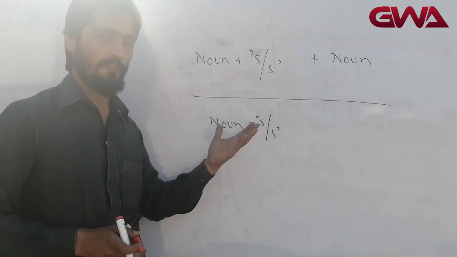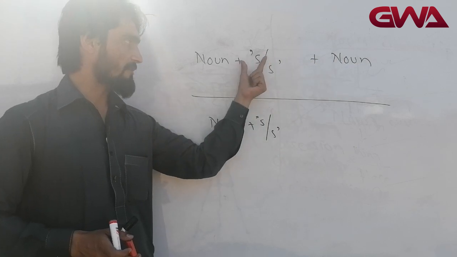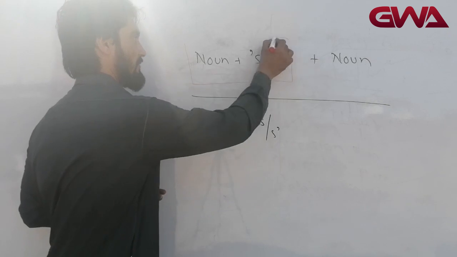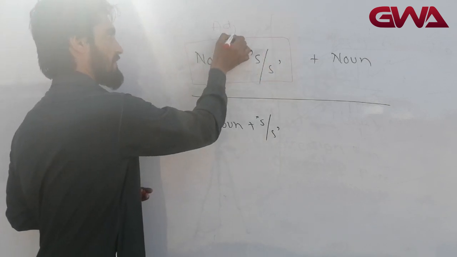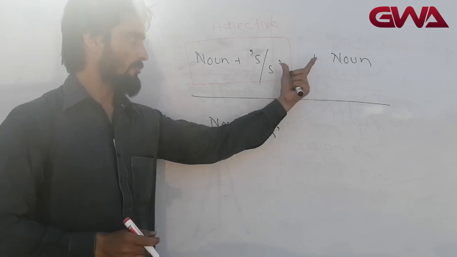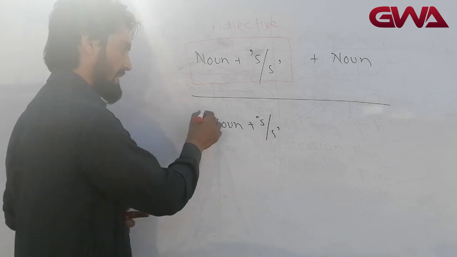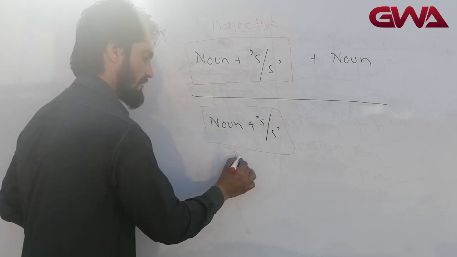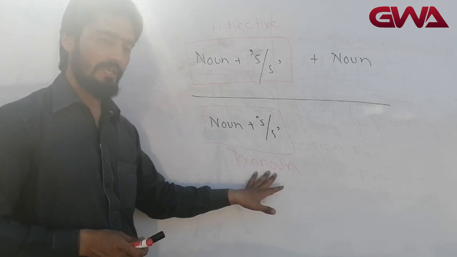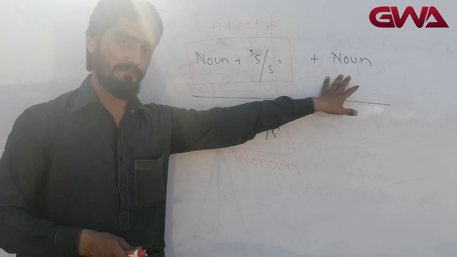Further information: when a noun is used after apostrophe s or s apostrophe, the first noun functions as an adjective. But when we don't use a noun after apostrophe s or s apostrophe, this noun functions as a pronoun. And a pronoun is used when a noun is already mentioned.